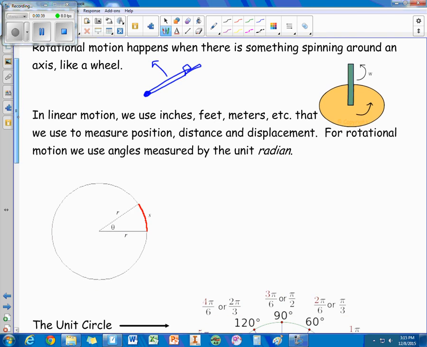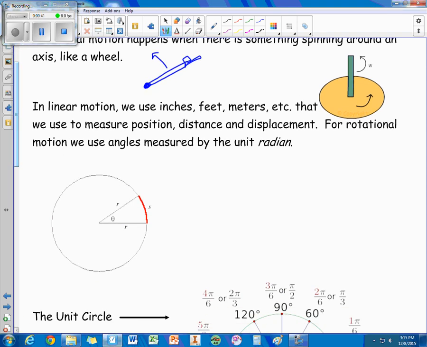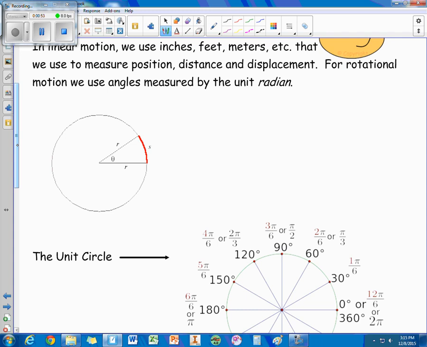When we discussed linear motion, we used inches, feet, meters, things like that. And we use that to measure position, distance, displacement. Now for rotational motion, we're going to use something called the radian. So to calculate the radian, instead of linear positions, we have angular positions. So the radian, which is represented with theta, is equal to the arc length s divided by the radius r.